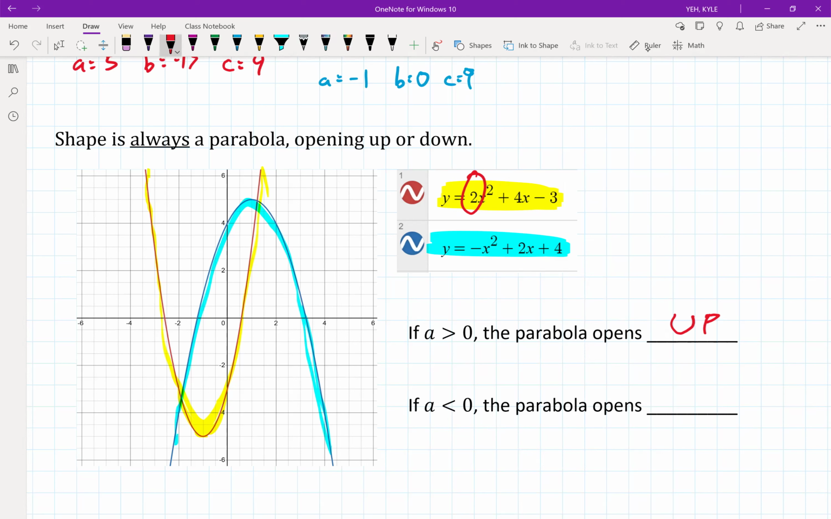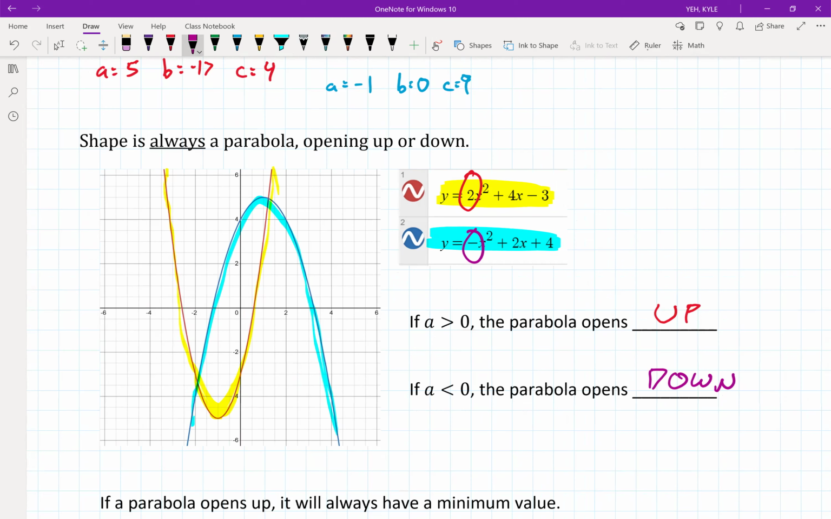It opens upwards. In the second example, a, how many x squareds do we have? A was negative 1. We have negative x squareds. If a is less than 0, if a is negative, the parabola is going to open down. Negative people, they frown a lot. So we have a frowny face parabola when a is less than 0.